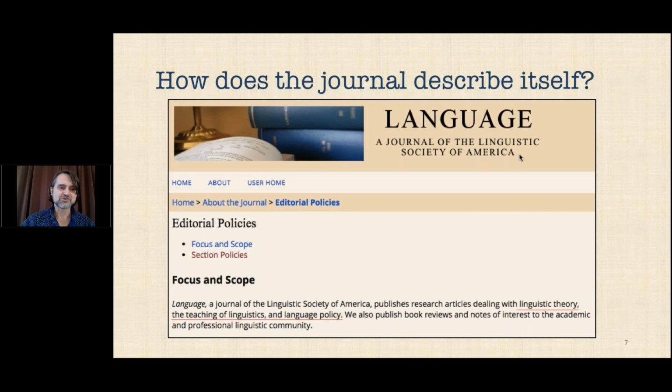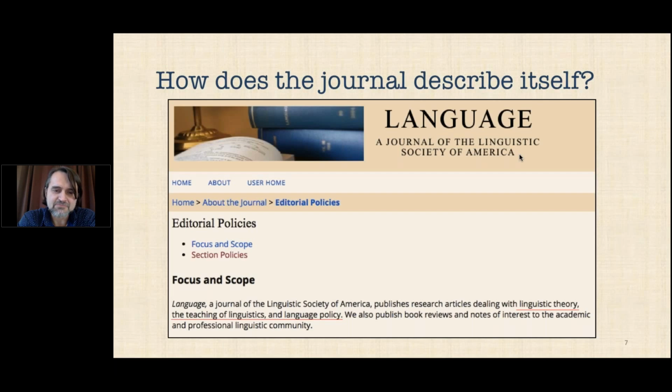So here is a few examples of how journals describe themselves. I have picked a couple of LSA journals because this is an LSA webinar. And this is just a screenshot from Language's own web page. Under the general information about the journal, there is a section on the focus and scope. If you look at how we describe Language, we say it's the journal of the LSA, and it publishes research articles dealing with linguistic theory, teaching of linguistics, and language policy. So we specifically mention linguistic theory, meaning if you're going to submit something to Language, it would have to have a fairly strong theoretical orientation. But we also don't specify anything in here about a specific theoretical orientation.